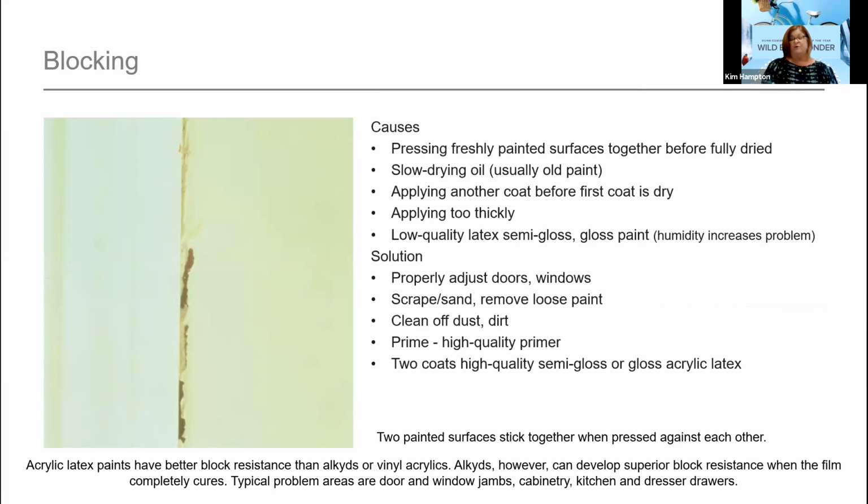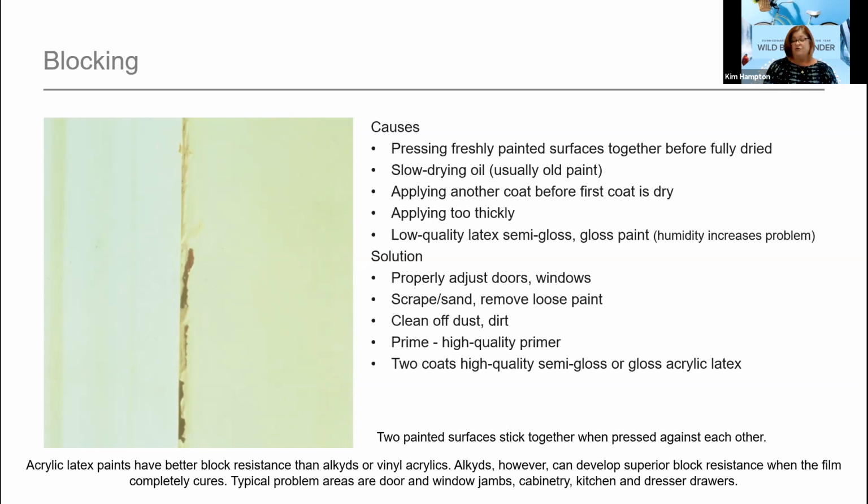For example, when you close a door onto the door jamb, or even wooden windows that would slide shut. So then when you remove the door, you're going to pull some paint off with the door when you open it. So the possible causes include pressing freshly painted surfaces together before being fully dried, slow drying oil, applying a second coat before the first coat is dry, applying the paint too thickly, or using a low quality latex semi-gloss or gloss paint with poor block resistance.